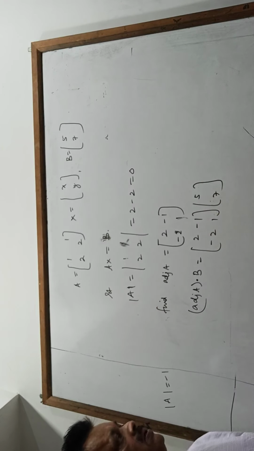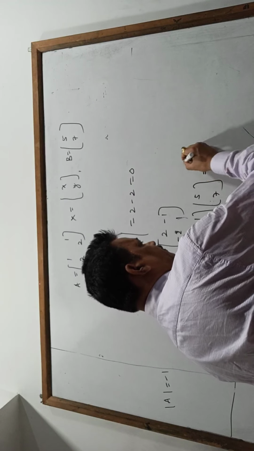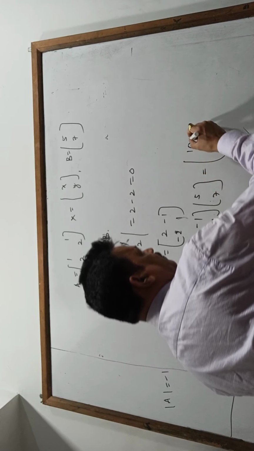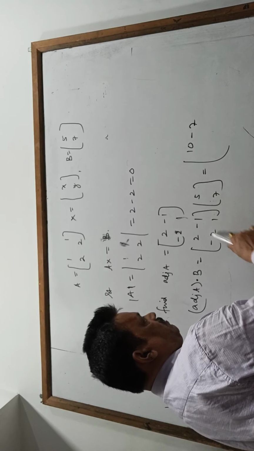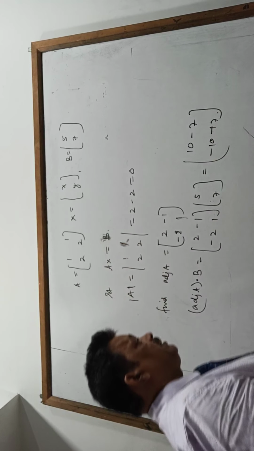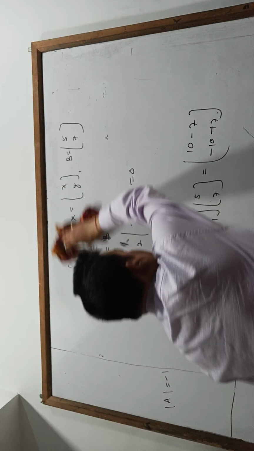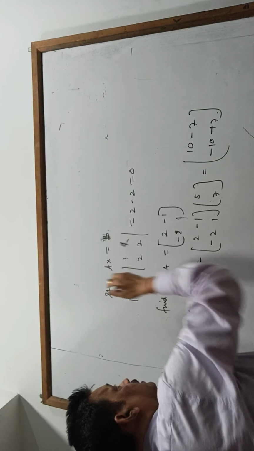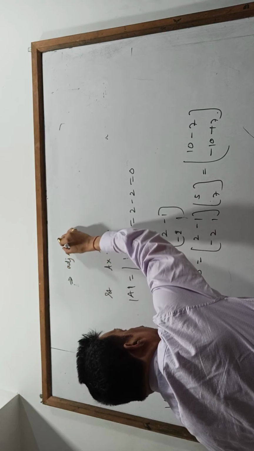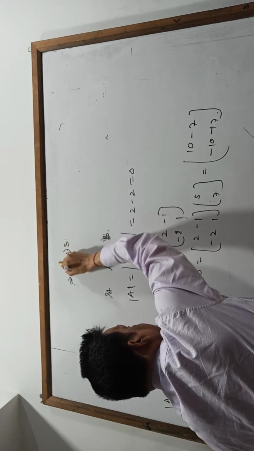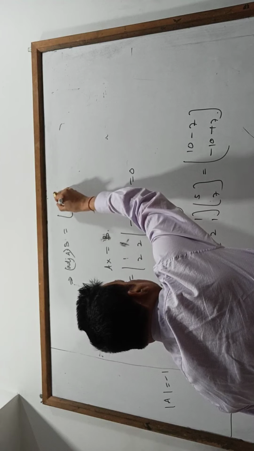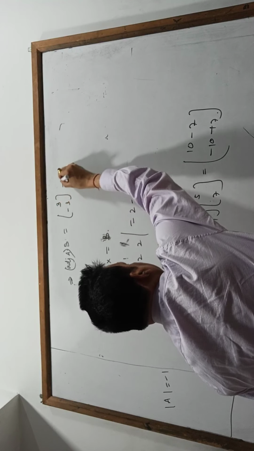Check whether it is 0 or not. So you are getting 2 fives are 10 minus 7, then minus 10 plus 7. What did you get? Then you are getting adjoint of A into B equals 3 and minus 3. 3 and minus 3, which is not 0.